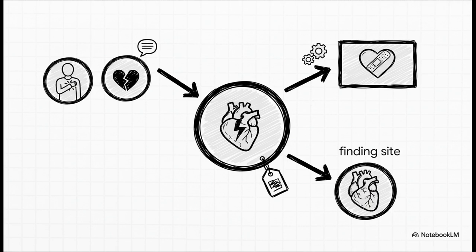Every single concept, like myocardial infarction, gets its own unique ID. That ID is then linked to all the different ways we might talk about it, like the synonym heart attack. But here's the magic. It's also connected to other concepts through relationships, so it knows the finding site is the heart. It might know a causative agent. And this creates a massive, interconnected graph that a computer can actually use to reason about medicine.